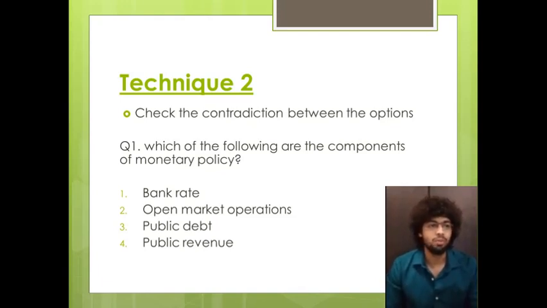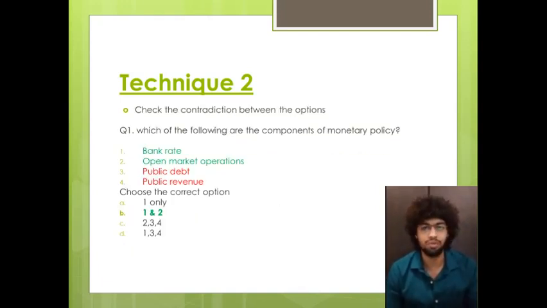So you see, option 1 and option 2 are the components of the monetary policy, whereas public debt and public revenue are the components of the fiscal policy. So from the 4 options, option 1 and option 2 fall in one category, whereas option 3 and option 4 fall in the other category. So you see, option 1 and 2 contradict option 3 and option 4. This is how you have to see the contradiction and similarities in the options being presented. And the right answer for this question is option 1, bank rate, and option 2, open market operations.